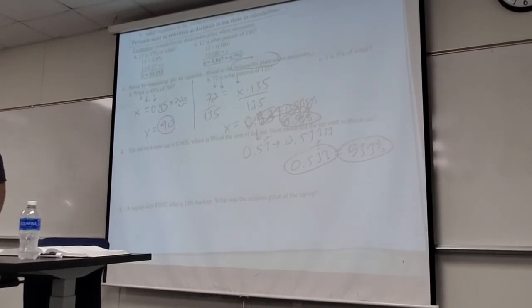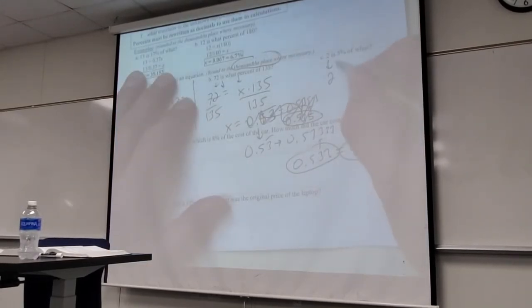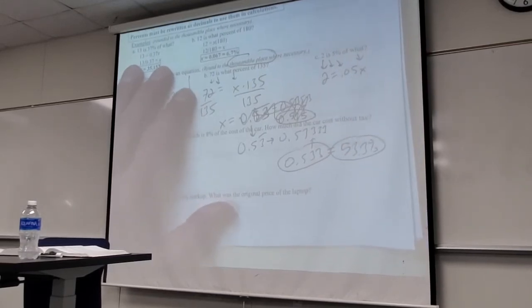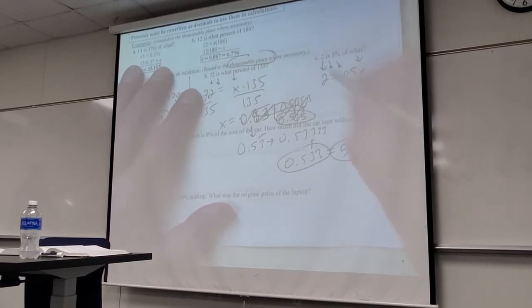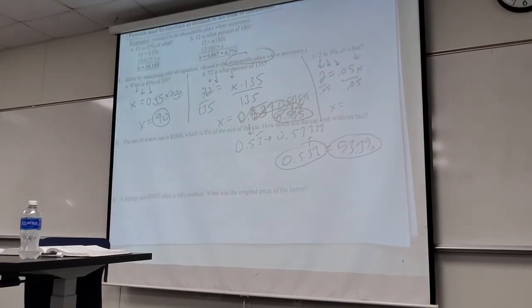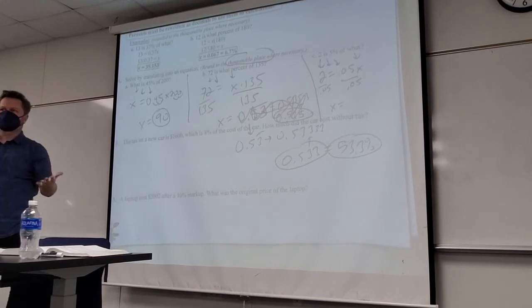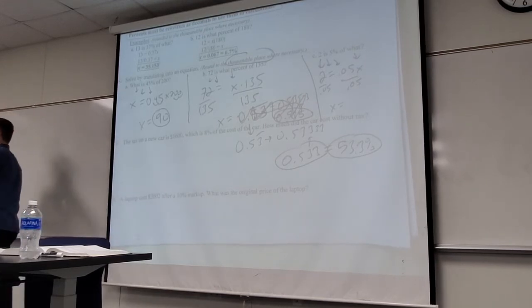All right, so this one again. 2 is 5% of what? So then I just have to divide by 0.05. And again, you could just multiply top by 100, bottom by 100, so it'll be 200 divided by 5. Or you just put it in the old calculator. Right. So either way you do it, you get 40.